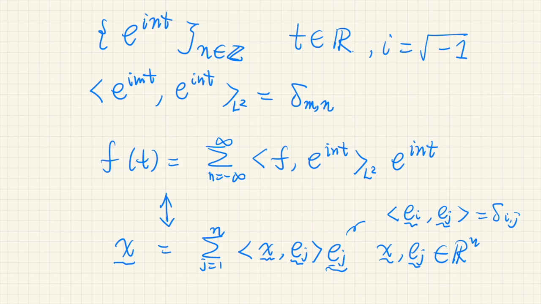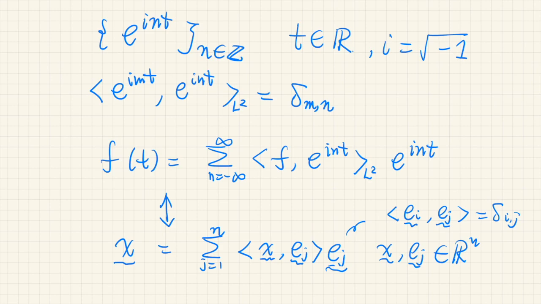All right, consider the set of complex valued exponential functions like this, where the exponent is of the form i n t, where n is an integer, t is a real number, and i is the imaginary unit. These exponential functions form an orthonormal basis in this sense. That is, if we take the inner product between two of these exponential functions, the value of this inner product is either 1 if n and m are equal, or 0 if m and n are different.